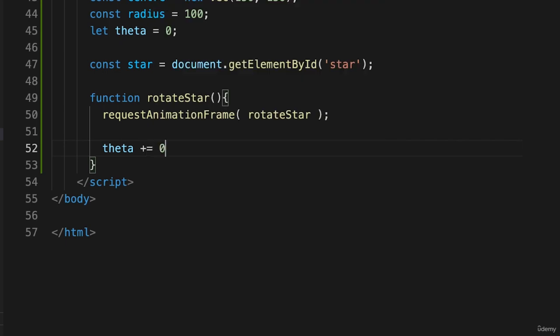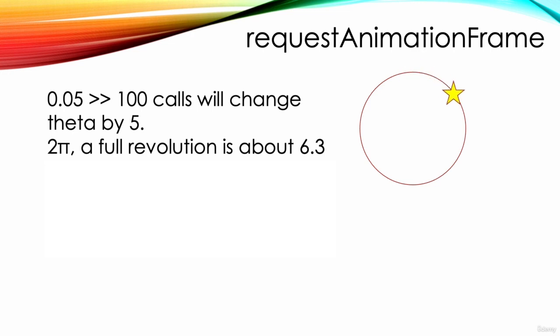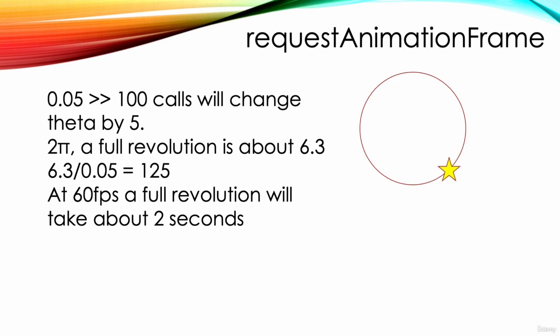We need to update theta by adding 0.05. It will take 100 calls of this function to change theta by 5. And a full revolution is about 2 pi, or about 6.3. If we divide 6.3 by 0.05, it's about 125. So at 60 frames per second, the star will take about 2 seconds, 60 times 2 being 120, to complete an orbit.